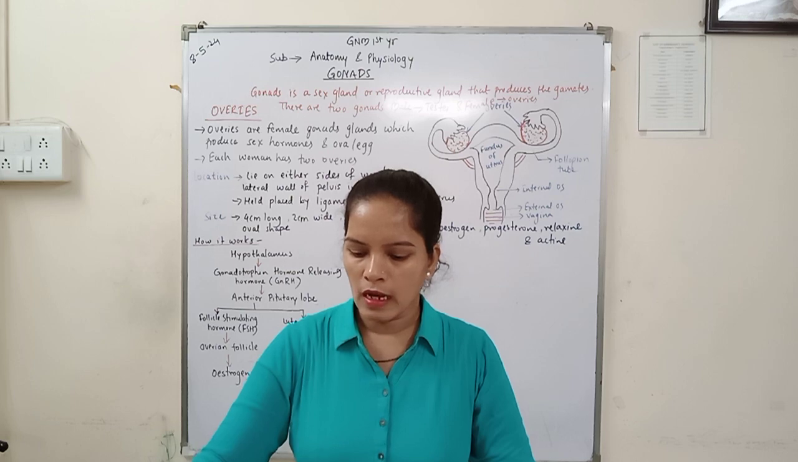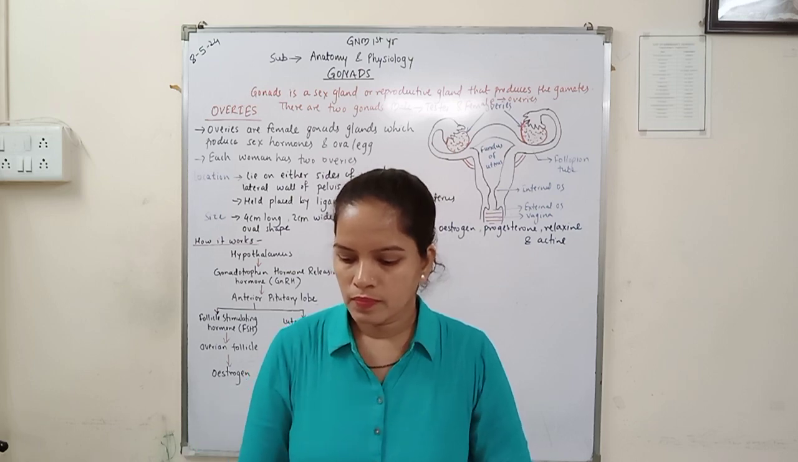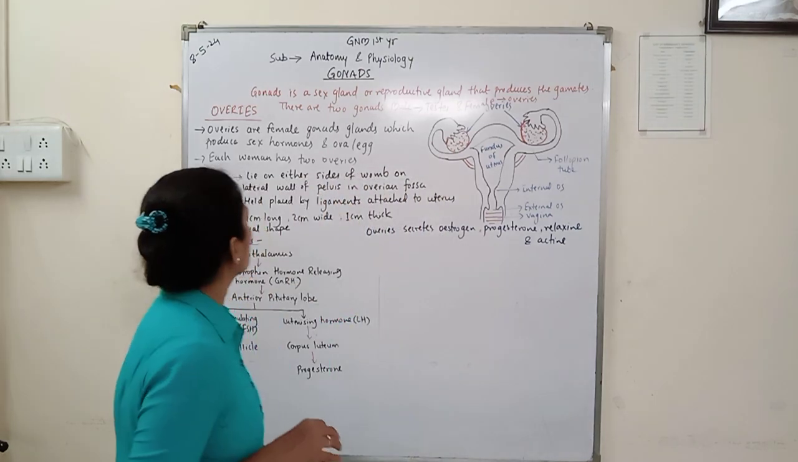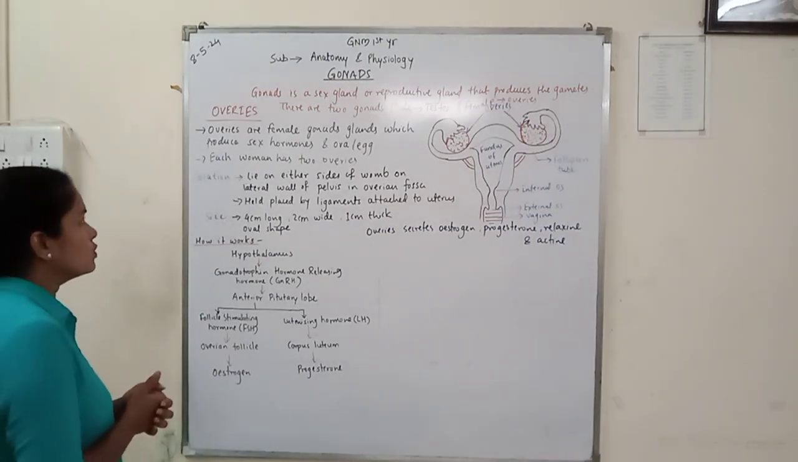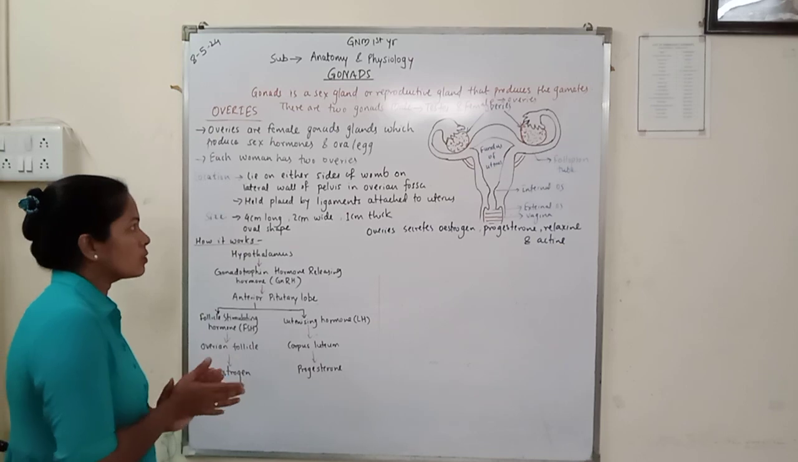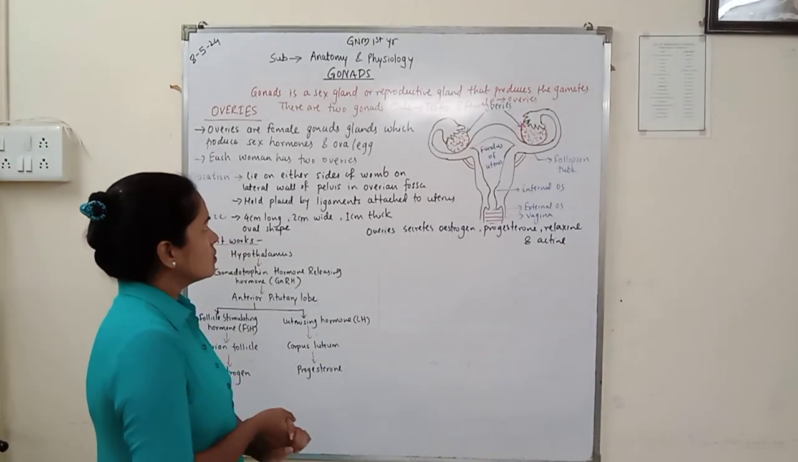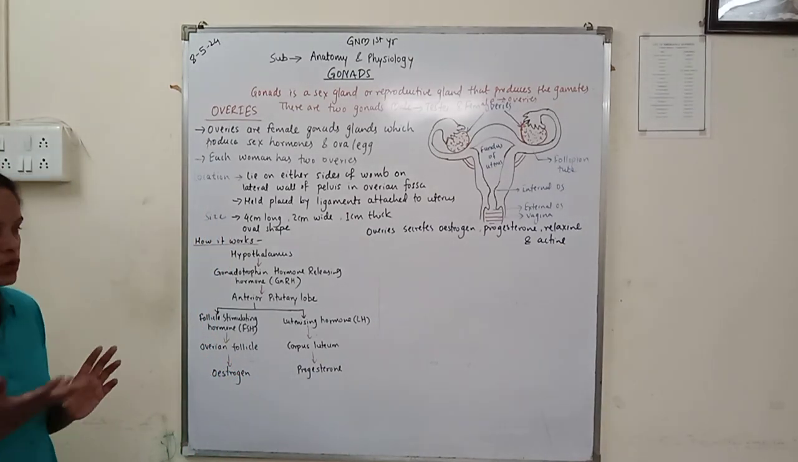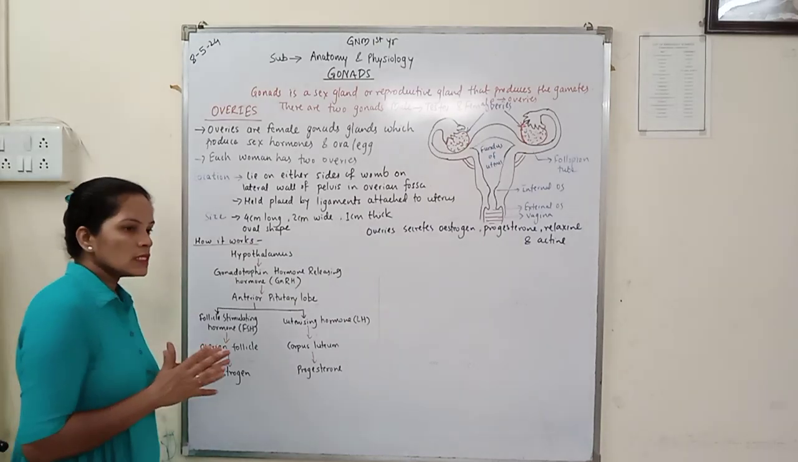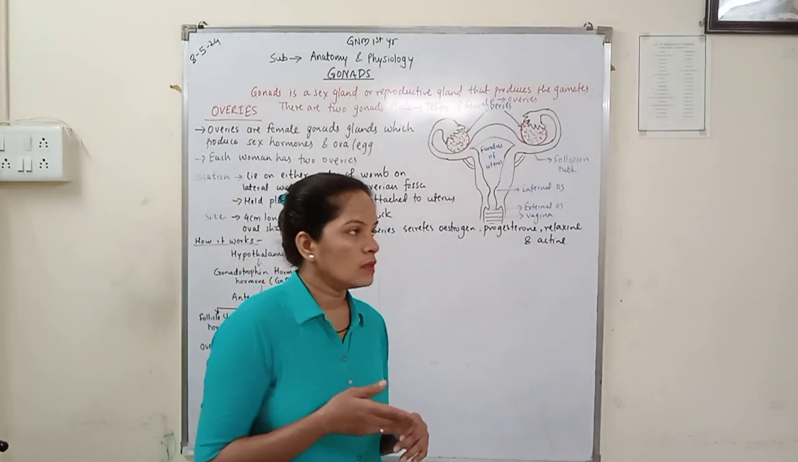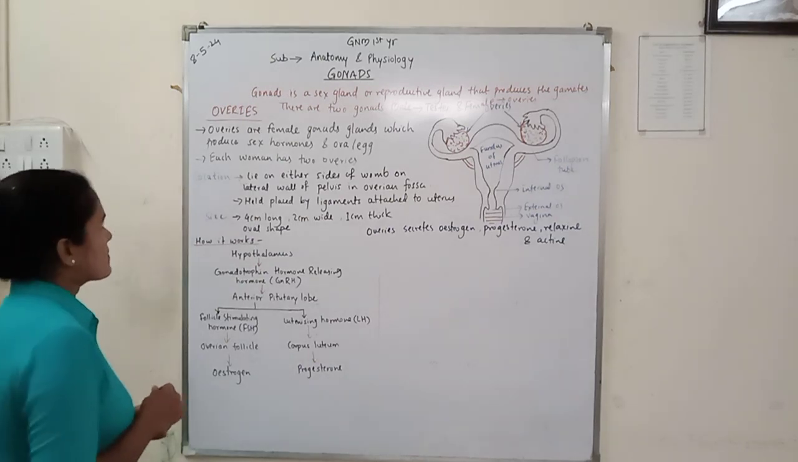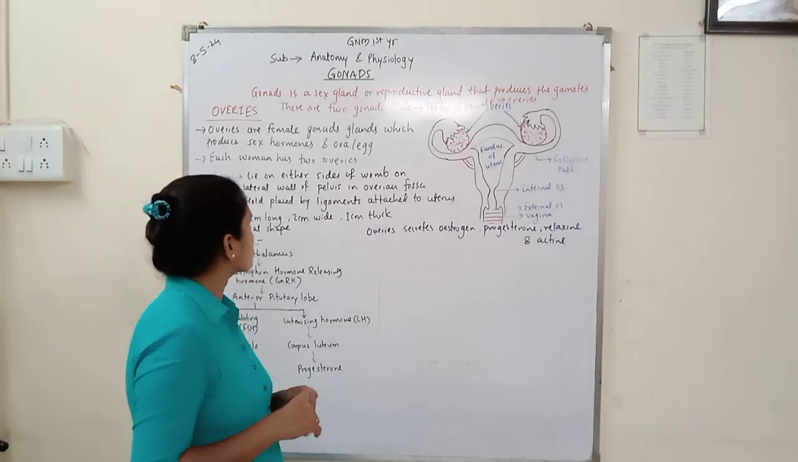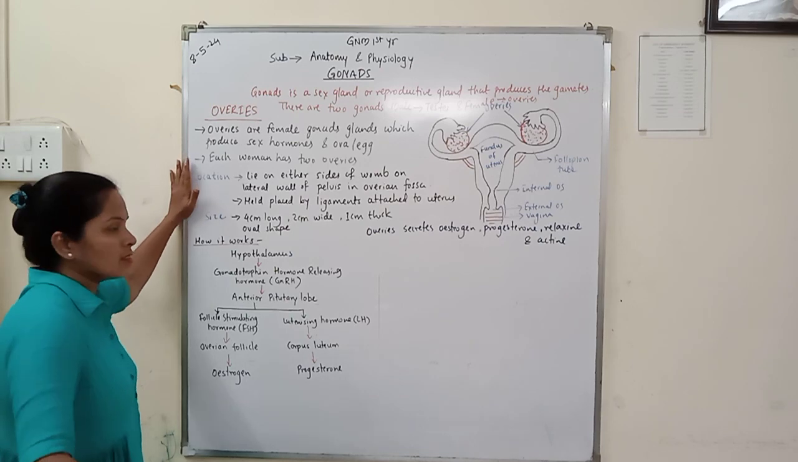So ovaries are female gonads or female glands which produce the sex hormones and ova, eggs. The ovaries come under female gonads. They produce sex hormones and ova. Each woman has two ovaries.